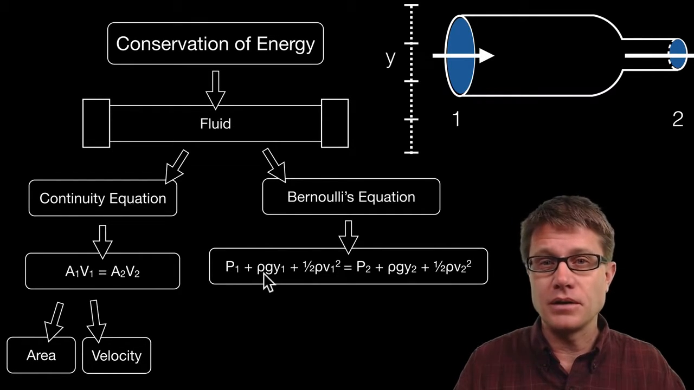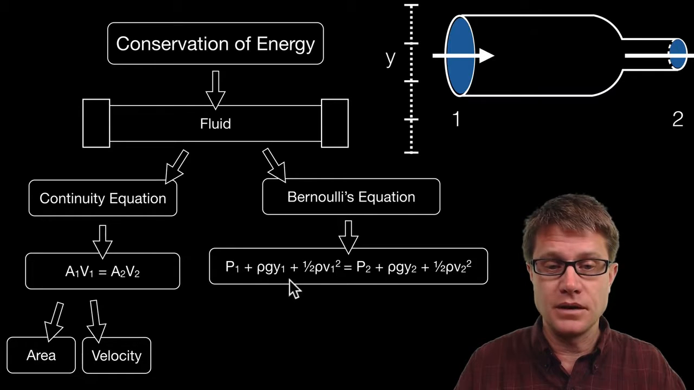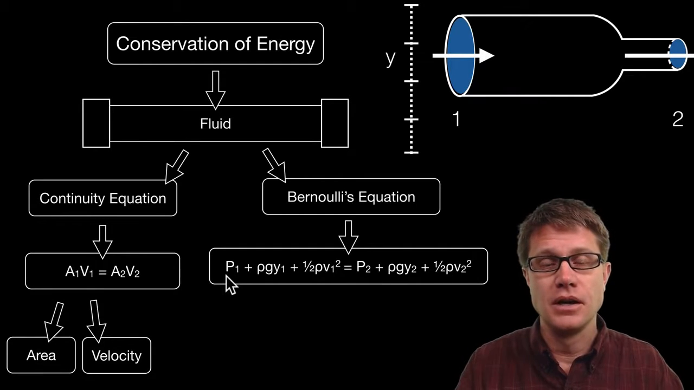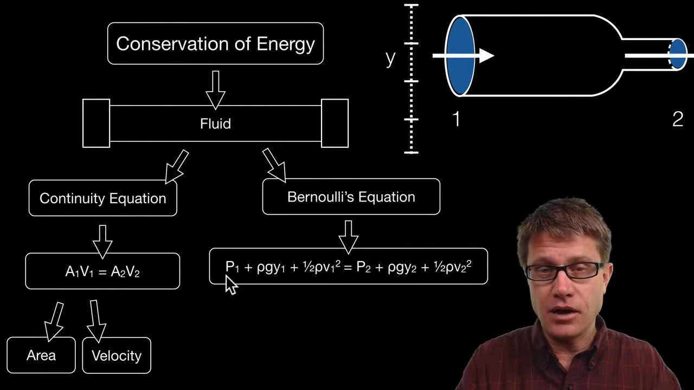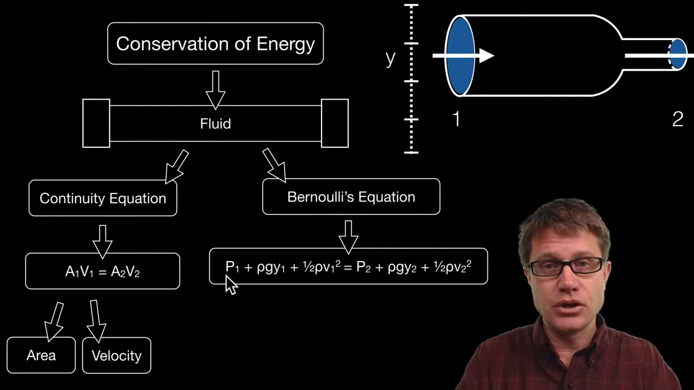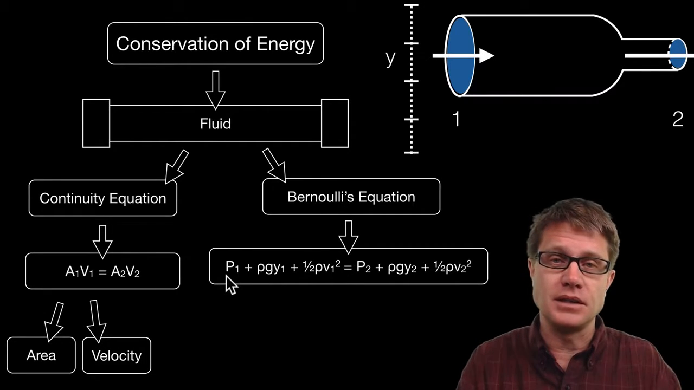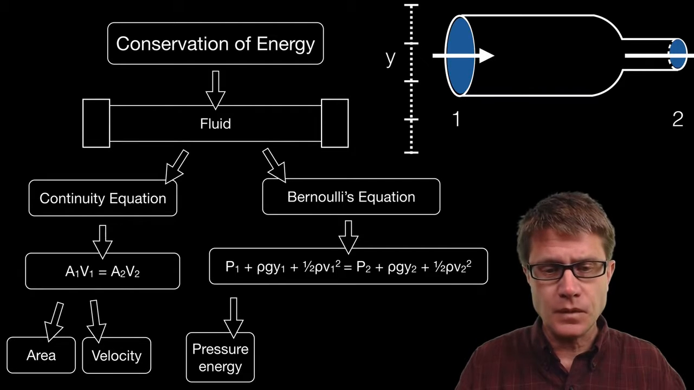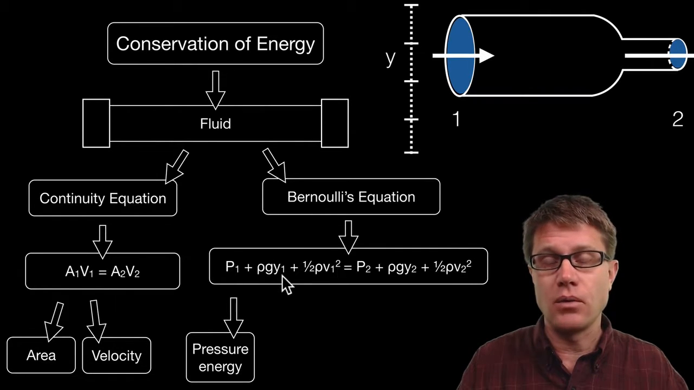And so if we break apart this equation, we've also got 1 on the left side and 2 on the right side. If we look at this first one, P1 stands for the pressure. So inside the fluid itself, how much is that fluid pushing in on a point inside the fluid itself? So that's going to be the pressure energy. We then have this, rho g y1.